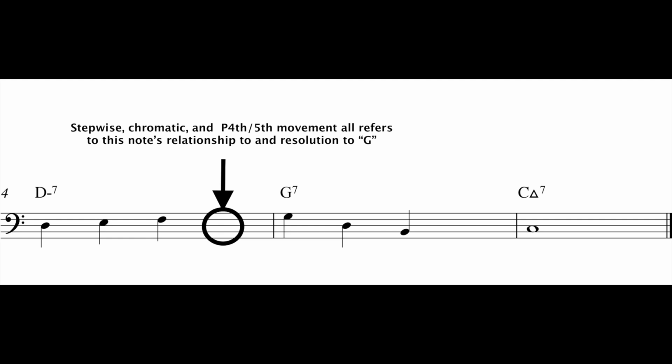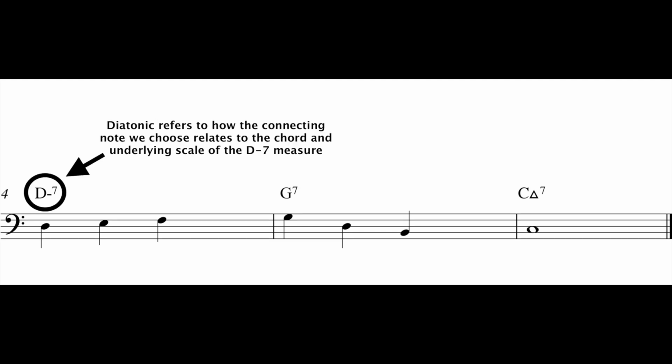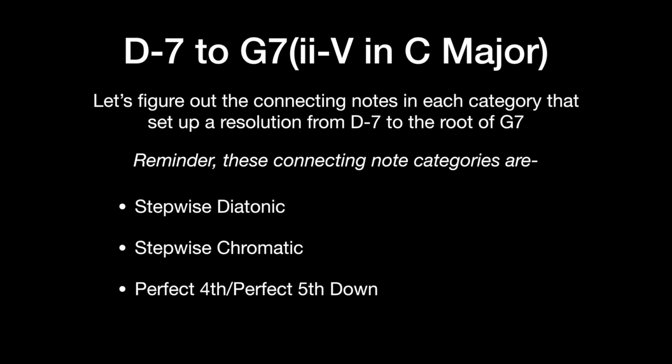With all of these, the nomenclature refers to the relationship between the connecting note and the root that it's resolving to. The only exception is that little term diatonic on diatonic stepwise connecting notes. The diatonic there refers to the first chord we're on. It basically means, is the connecting note we're using part of the key we're in? Let's look at an example. How about something super common like a 2-5 progression in C major?